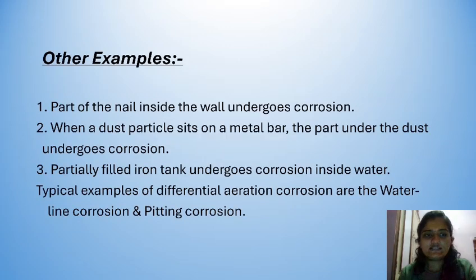Let us take other examples for that type of corrosion. The part of a nail inside the wall undergoes corrosion. Second example is when a dust particle sits on a metal, the part under the dust undergoes corrosion. A partially filled iron tank undergoes corrosion inside water. Typical examples of differential aeration corrosion are waterline corrosion and pitting corrosion.